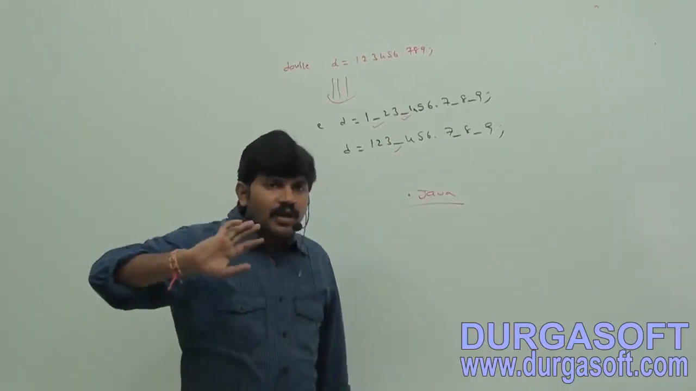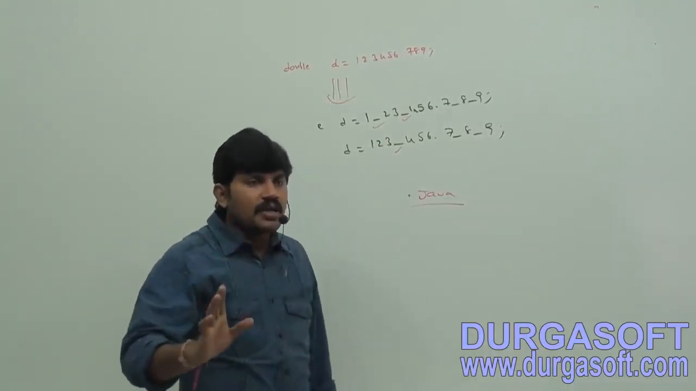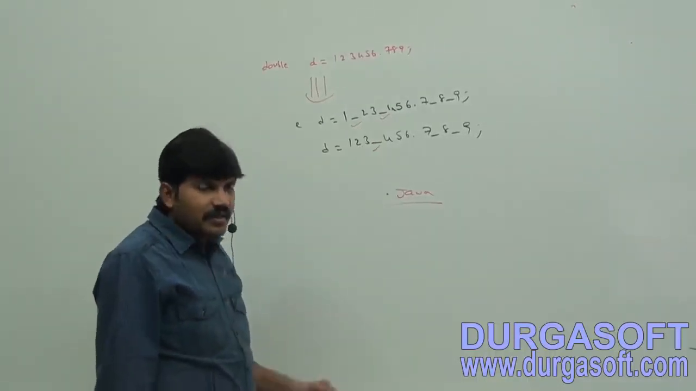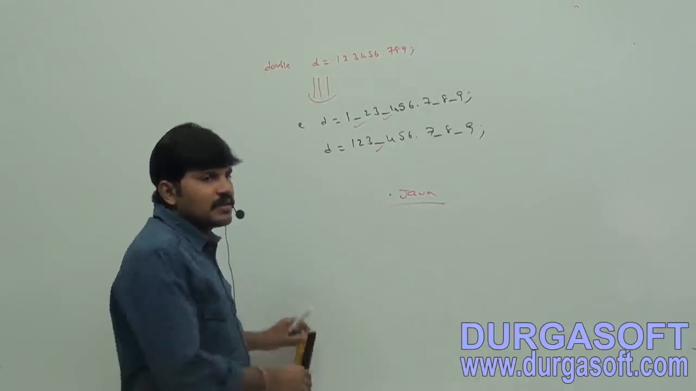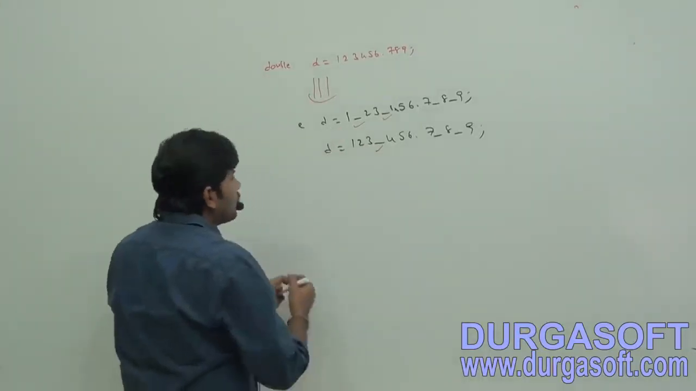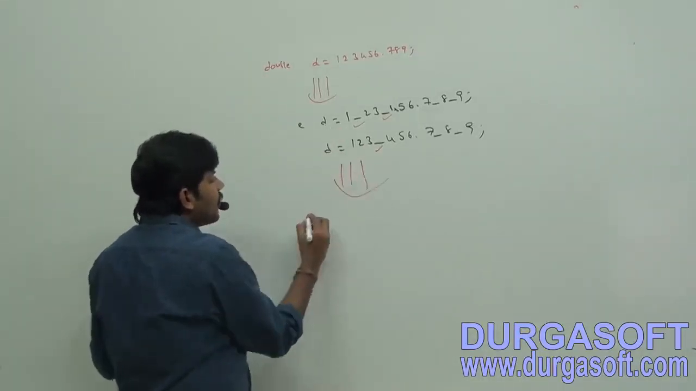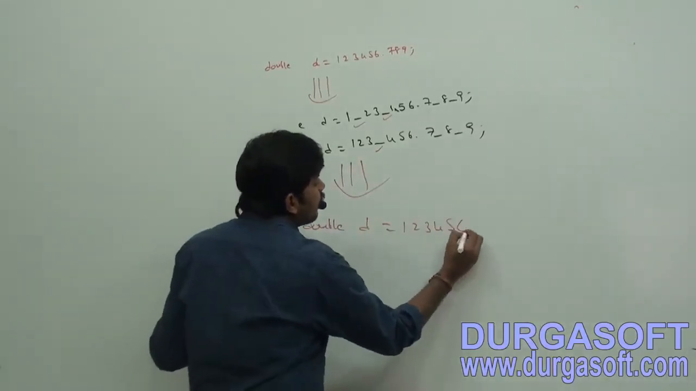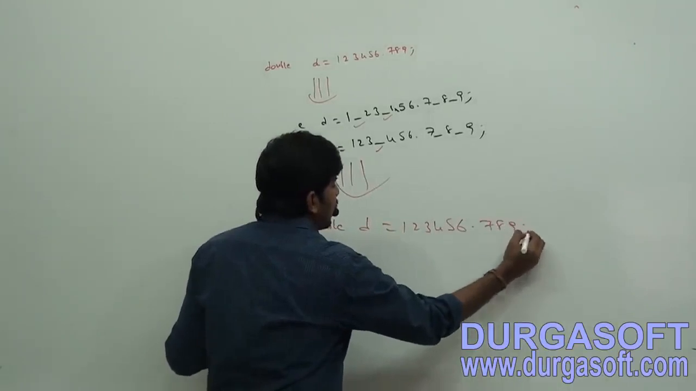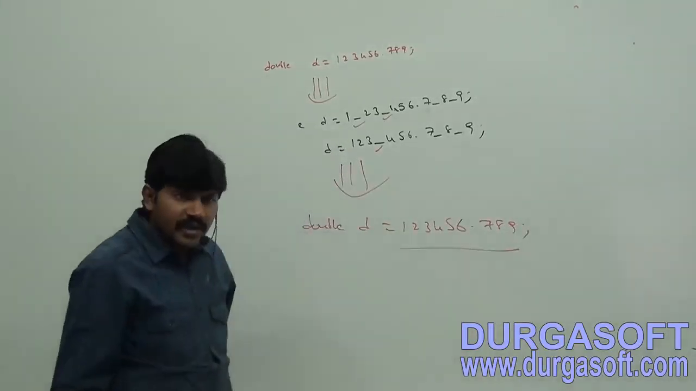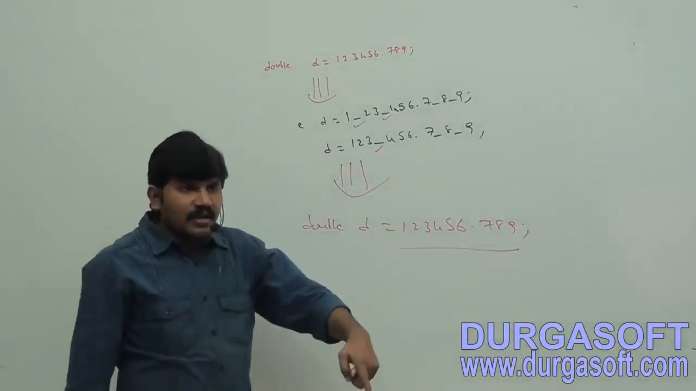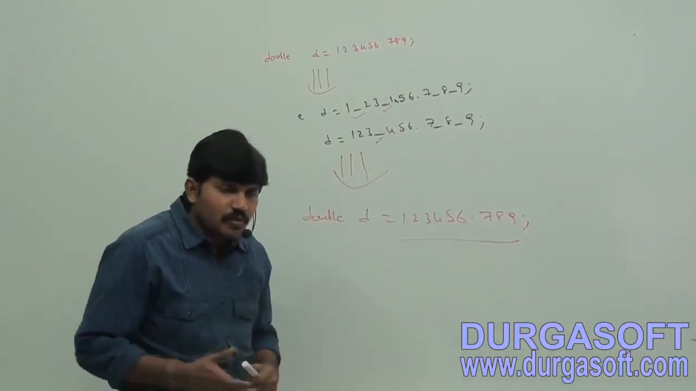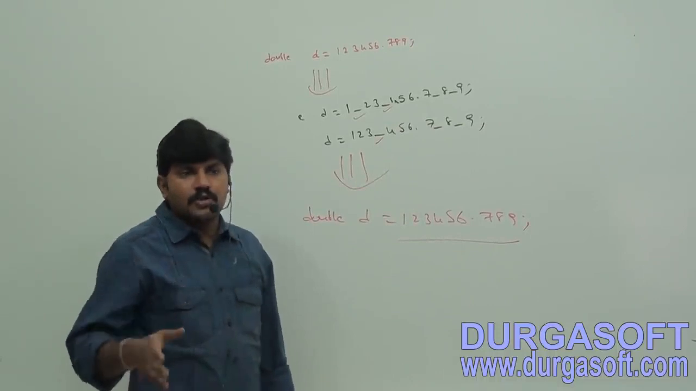At the time of compilation, the compiler will automatically remove these underscore symbols. That's why after compilation, these two lines will become, once again, double d is equal to 123456.789. There is no effect on the JVM, because the JVM doesn't know about these underscore symbols, because these underscores will be removed automatically at compile time only.